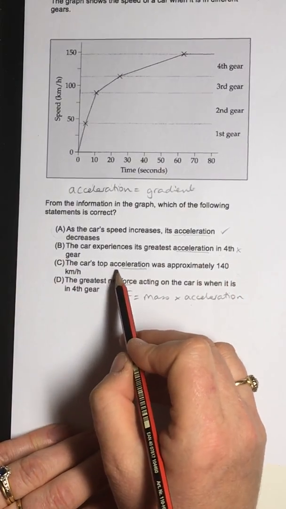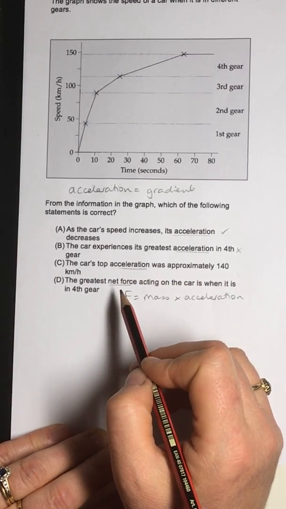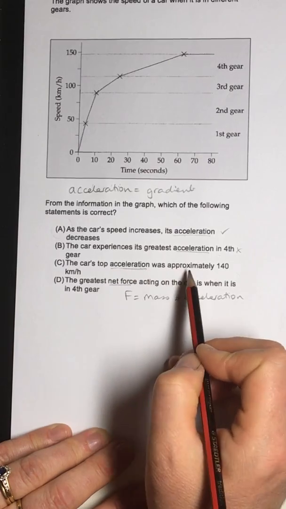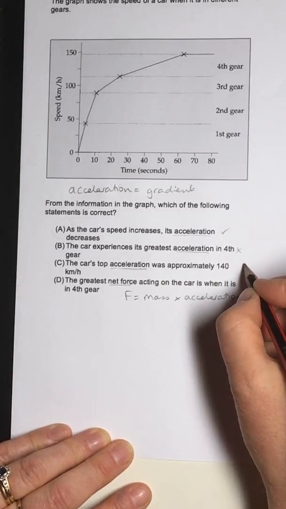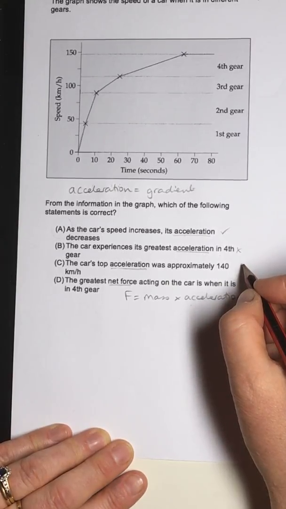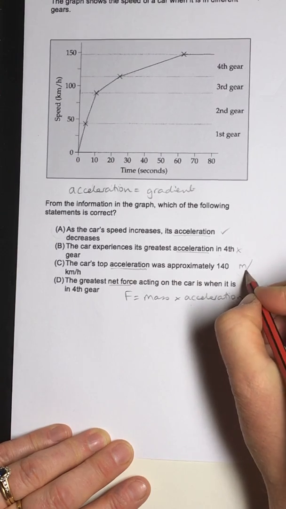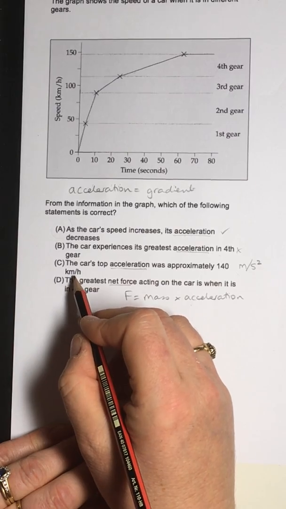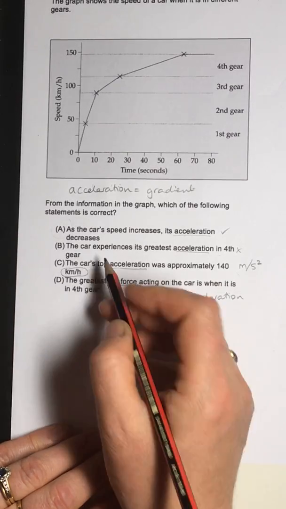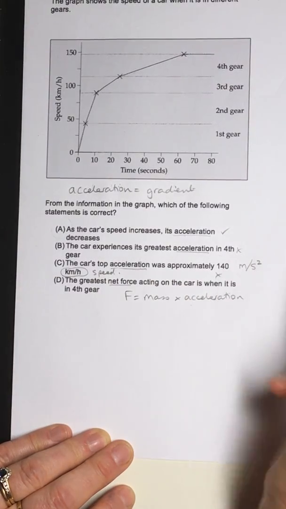C says the car's top acceleration was approximately 140 kilometres per hour. Well, we don't even have to bother doing the maths here because the units are incorrect. Acceleration is a change in velocity or speed over time, so the units would be, for example, metres per second squared. These units are the units for speed, not the units for acceleration, so that is clearly incorrect.